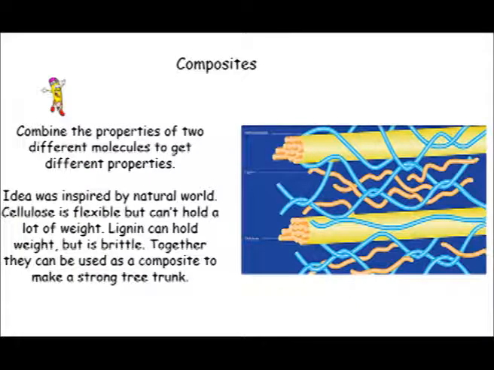Composites are interesting. Composites are where we combine two different molecules to get different properties. The idea comes from plants. So if you look at a tree, you'll find that there's two different polymers. You got cellulose, which is very flexible, but it can't hold a lot of weight. And you have lignin, which can hold weight, but it's brittle. So you combine those two, and you create a composite, and you get the best of both worlds, basically. And that's how you can do things like build a strong tree trunk.